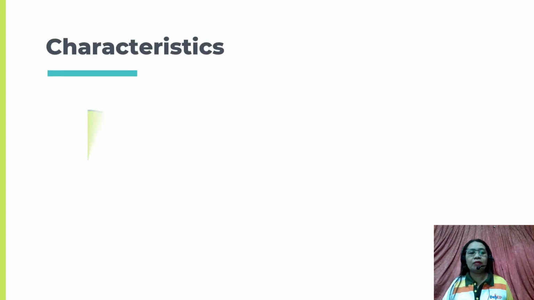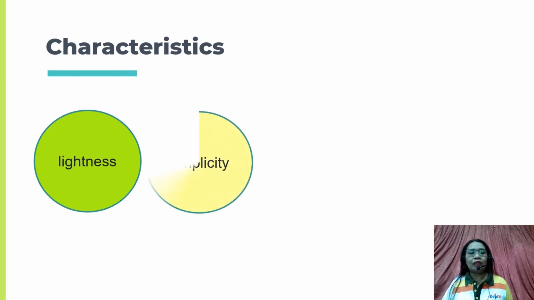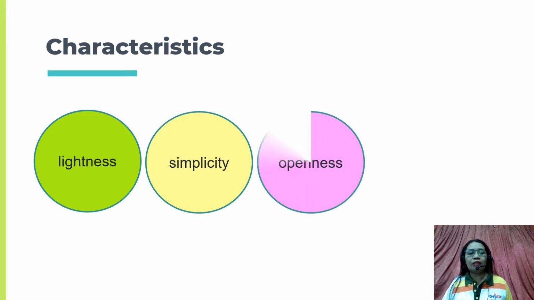So let's proceed now to the characteristics of a haiku. The first one is lightness. The second one, a haiku is very simple. The third one, it is open. And the fourth one is deep.